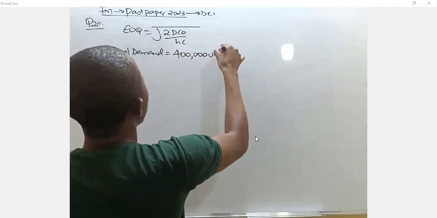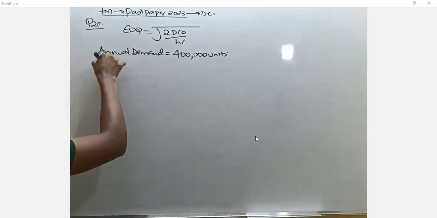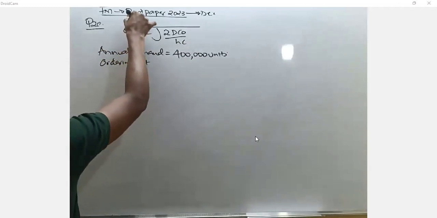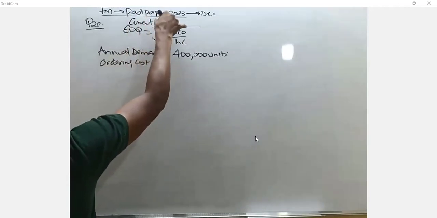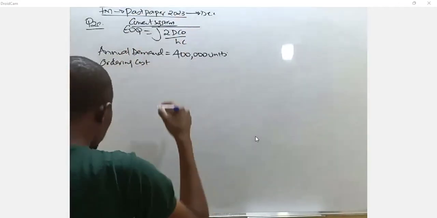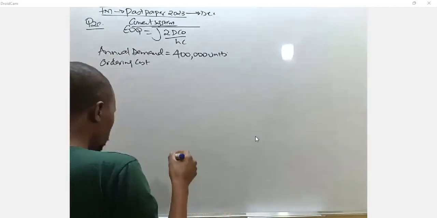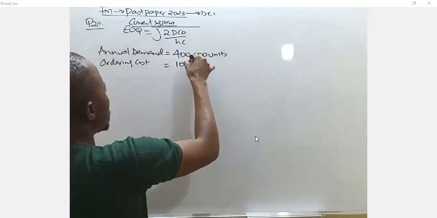All right. Then we have the ordering costs. I'm starting with the current system. So what is the ordering cost of our system? Imagine when you are doing all this, you're getting some marks there. The ordering cost here is 10,000.